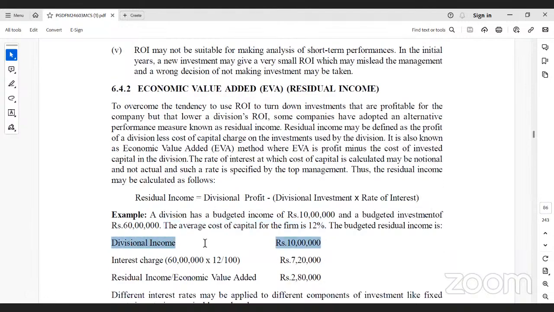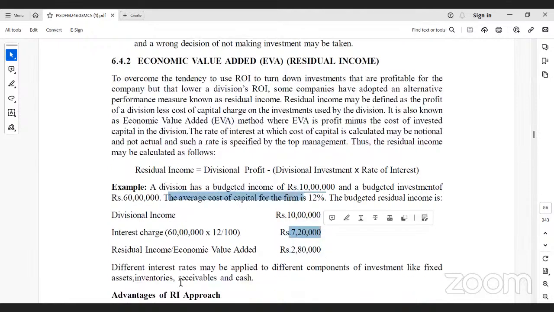Say the firm's income is 10 lakh rupees. The investment is 60 lakh rupees, procured at a rate of 12%, so the interest charge is 7 lakh 20,000 rupees, and the economic value added is 2 lakh 80,000 after payment of this cost of capital, right? After the interest charges, whatever amount is available is 2 lakh 80,000 rupees.